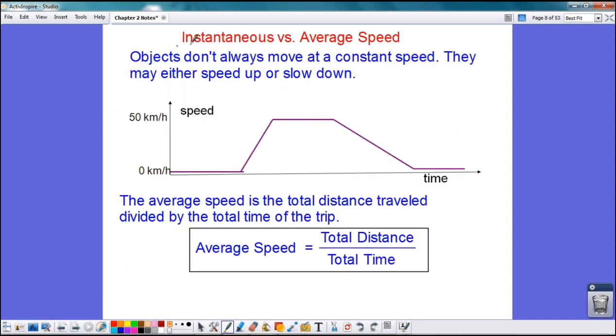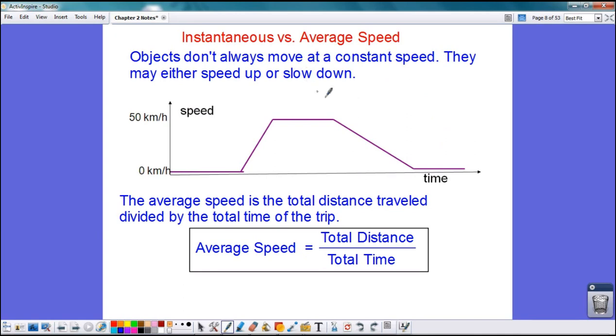Something else to talk about. We've got instantaneous speed versus average speed. You know that objects don't always move at a constant speed. Sometimes they are speeding up, sometimes they slow down. It's not always the same. So say you're at a stoplight, maybe you're driving here. We're not going at all, we're stopped, 0 kilometers per hour. And then after so many seconds, we hit the gas pedal and we speed up until we get to whatever we're going to travel at, apparently about 50 kilometers per hour for a while. And then maybe we're getting off the off-ramp, so we have to slow down as we go down the off-ramp. And then maybe we come to a stop at the end.